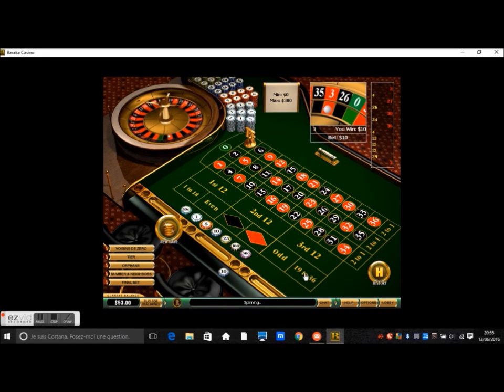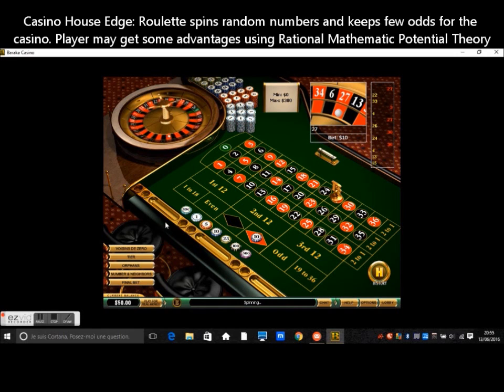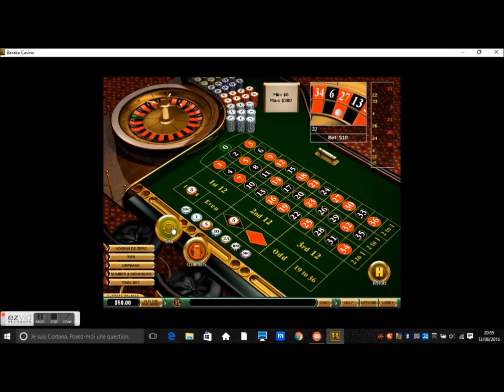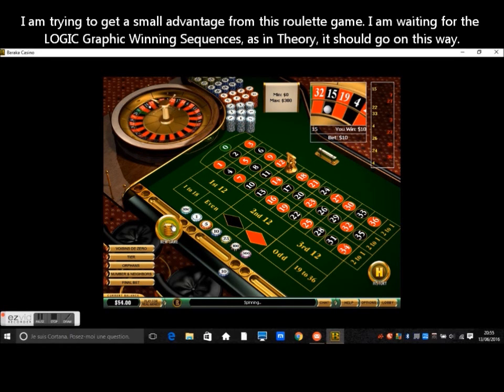I saw some players winning a lot and then losing a lot in minutes. In my own opinion and experience, roulette is random and keeps few odds advantage for the casino. But depending on the bets placed on the roulette table and the paying table for each different winning, the range of odds that are mathematically for the casino can vary, and the player may find some ways to get a few advantages from this game. This is what I am trying to do, to take advantage of the roulette table by considering the rationally potential mathematic theory I represented on a graph.